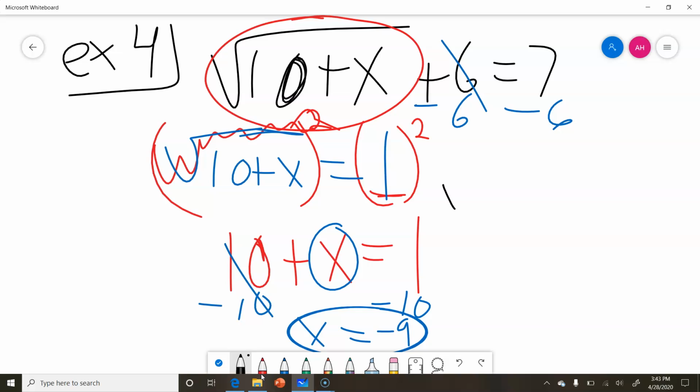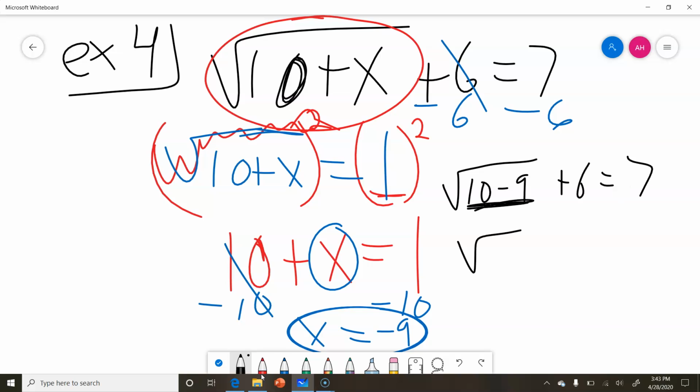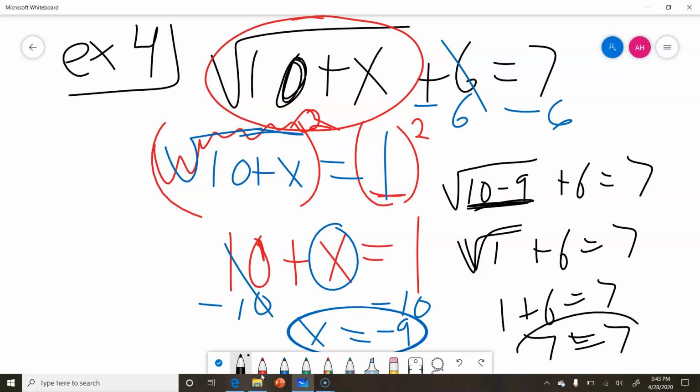So I come over here and I write the square root of 10 minus 9 plus 6 equals 7. What is 10 minus 9? Well, that's 1. The square root of 1 plus 6 equals 7. What's the square root of 1? Well, that's 1. 1 plus 6 equals 7. Yes, that's true, because 7 equals 7. Yay! So my answer is right here in the blue.